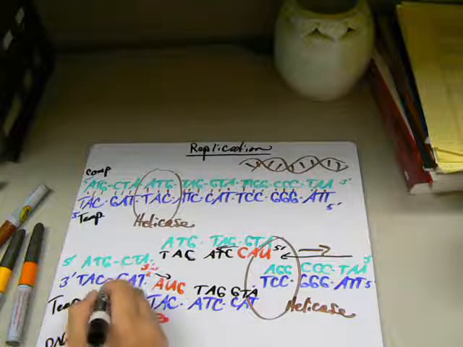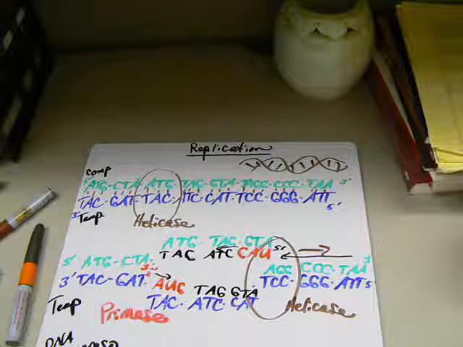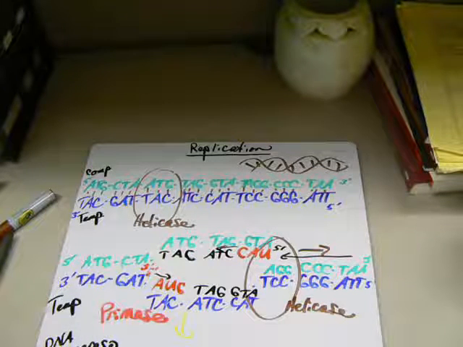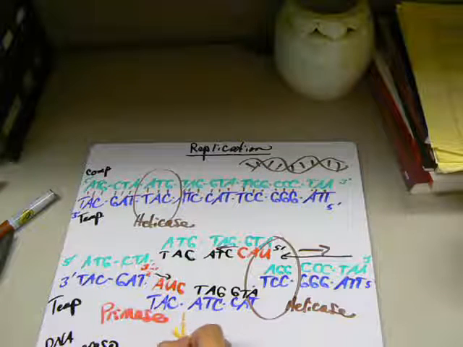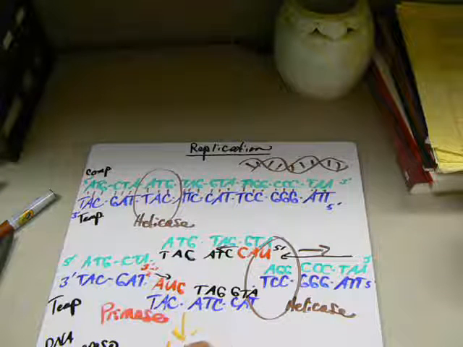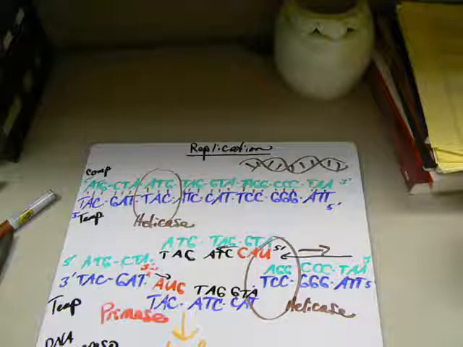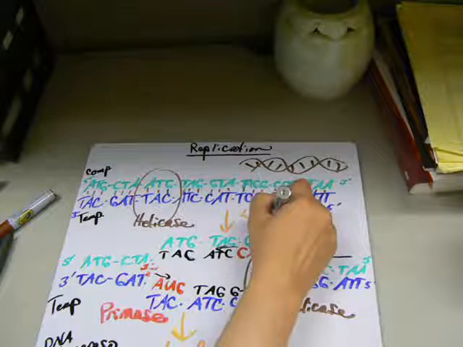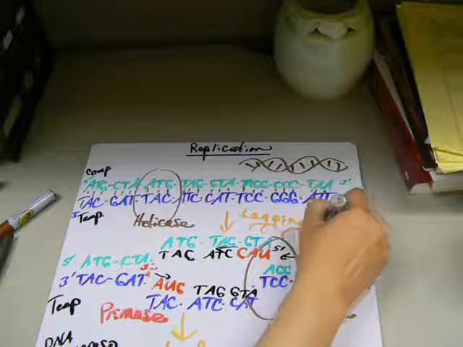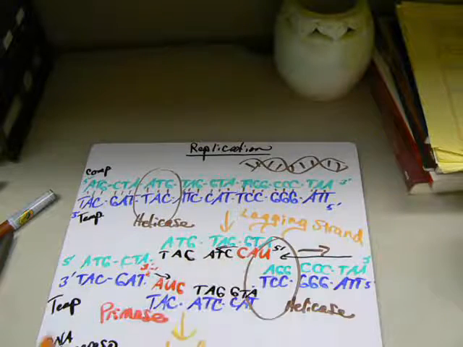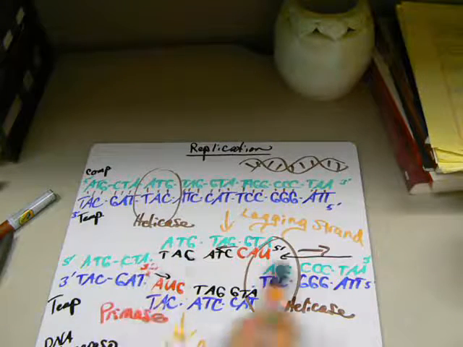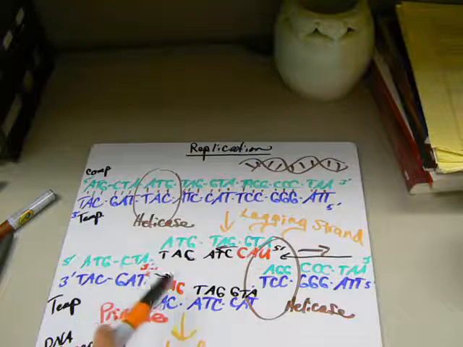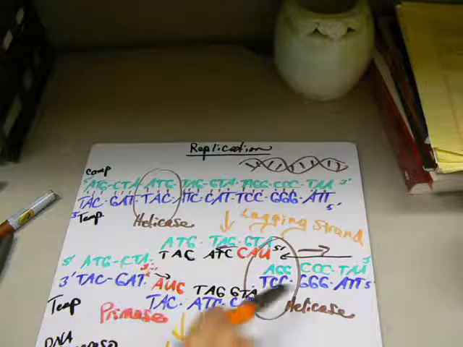So we call this strand here, this one here, and that yellow is not showing up well at all, is the leading strand, because it's going continuously. This one here is the lagging strand, because it's got to be replicated in these short stretches of DNA that we call Okazaki fragments. So here's my lagging strand, here's my leading strand.